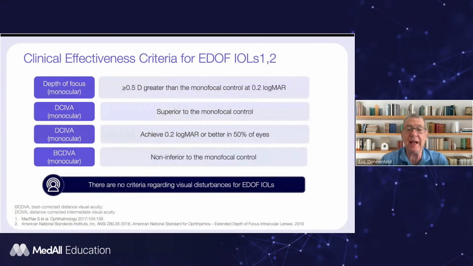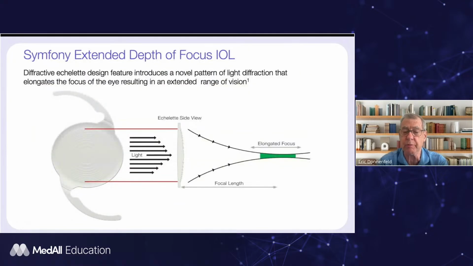And that brought us to the next group of lenses, which were really invented just a couple of years ago, which are the extended depth of focus lenses. These lenses give a half a diopter or greater reading over a monofocal control. And their best corrected distance visual acuity is not inferior to a monofocal lens. So it basically gives very similar vision to a monofocal lens, but visual disturbances are not included.